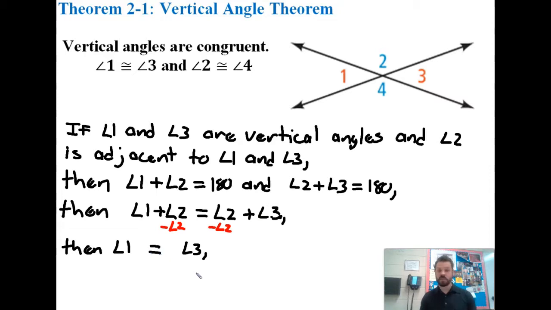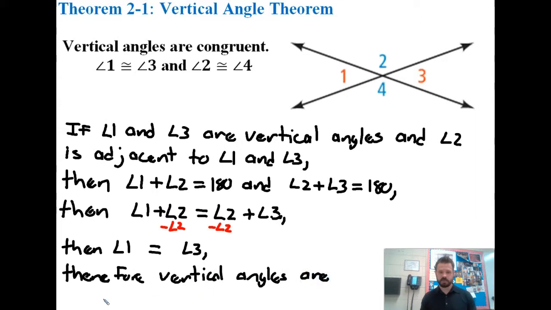Angle 1 is equal to angle 3. Okay, therefore, angle 1 and 3 are vertical angles. I can say therefore instead of a final then. Therefore sounds fancier. We can say vertical angles are congruent. Period.